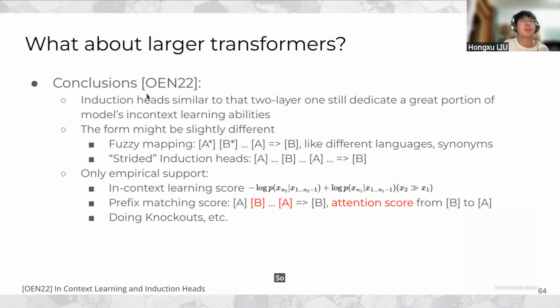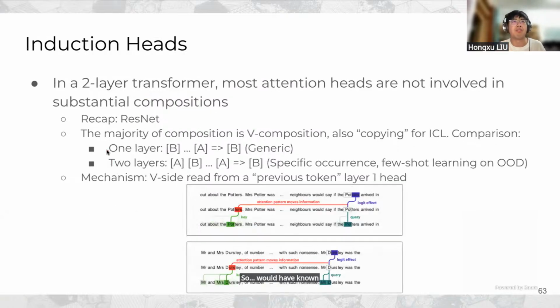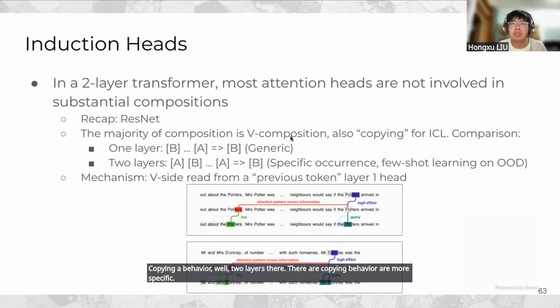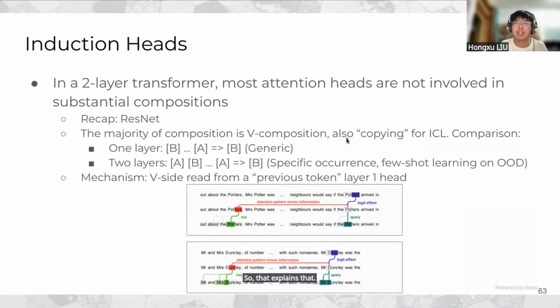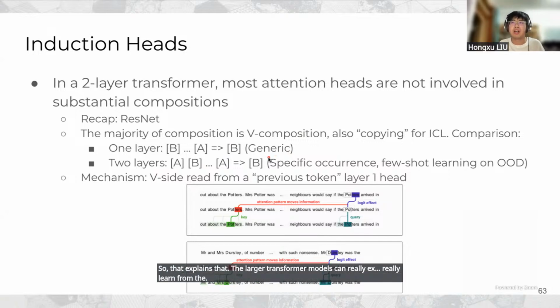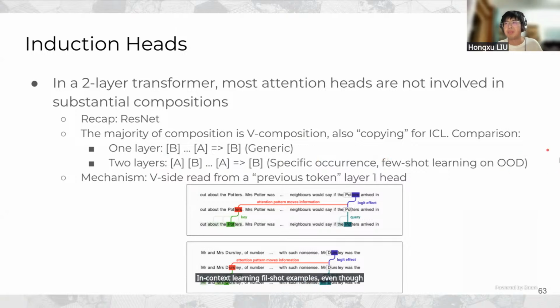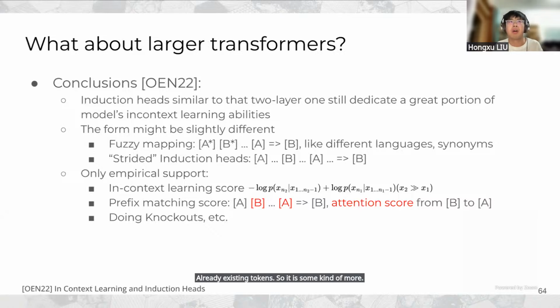So what I have known before is that one layer has such kind of generic copying behavior, while 2 layers have more specific copying behavior. So that explains that the larger transformer models can really learn from the in-context learning few-shot examples, even though they are out of domain. The transformers never learned it before because it is looking for the already existing tokens. So it is some kind of more robust copy.